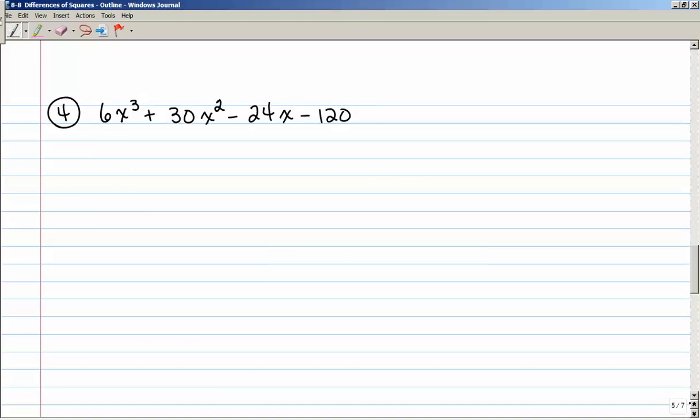Number 4. 6x cubed plus 30x squared minus 24x minus 120. Looking at that, what I see is that there's a greatest common factor of 6. So I think I'll take that out first.